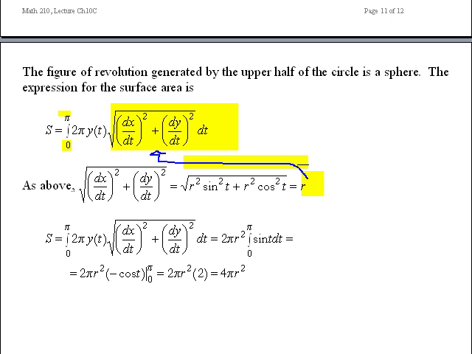and the equation becomes 2 pi r squared because y is r times the sine of t, and all we're left with to integrate is 0 to pi of sine t dt. Evaluation gives us 4 pi r squared, which is the surface area for a sphere. Again, this was a nice example because it has a closed form solution. For parametric equations or any equations in which you do not have a closed form solution, you set up the arc length and the surface area according to the formula that has been developed, and then you use numerical integration to evaluate it.